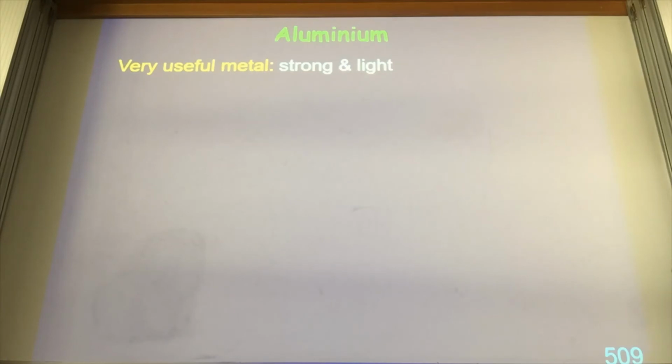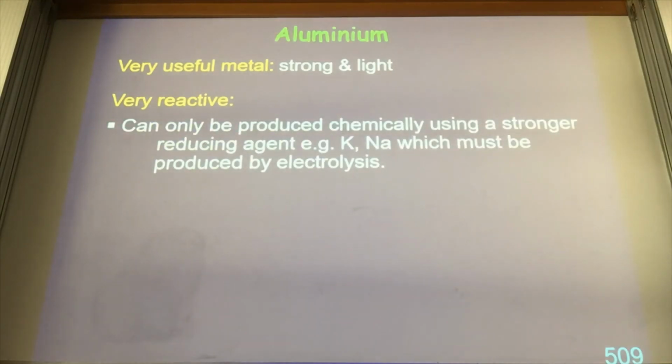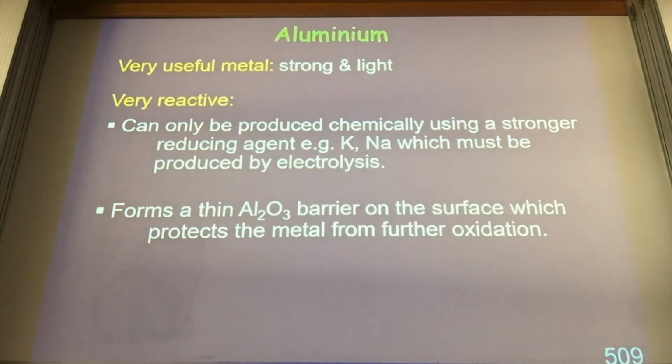Production of aluminium, very useful metal, also very reactive. Chemically, it's exceedingly difficult to produce. So it was one of the most expensive metals in the middle of the 19th century before electrolysis was developed. It's only the development of this process which has made it the ubiquitous metal that we have today.